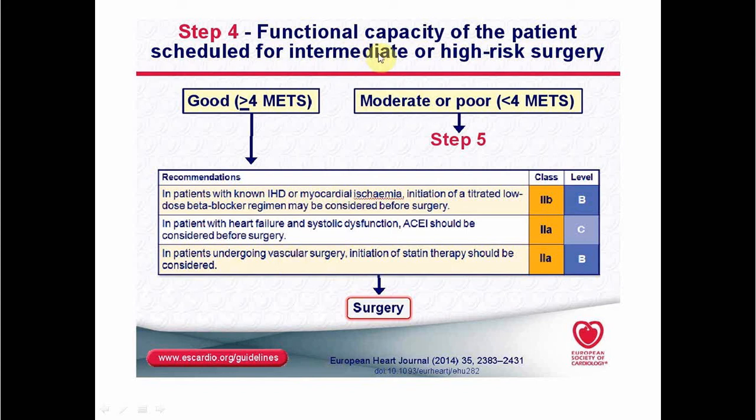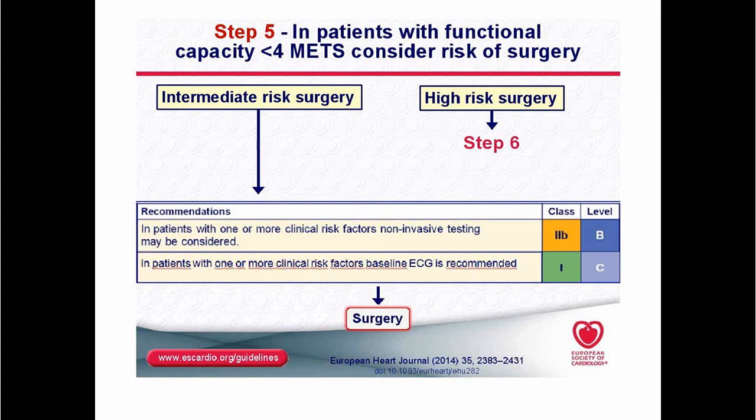But if this patient who will undergo intermediate or high risk surgery has a poor functional capacity, less than 4 METs, then we will divide the patient according to whether he will undergo intermediate risk surgery or high risk surgery. If he will undergo intermediate risk surgery, then you should ask for non-invasive assessment tools like baseline ECG, which is a class 1 recommendation, and non-invasive testing using resting echocardiography and cardiac markers, or what we call biomarkers, which we will discuss later in the coming slides, may be considered.